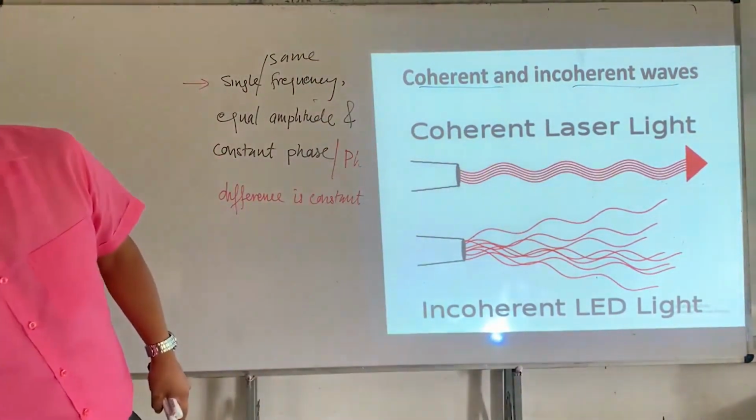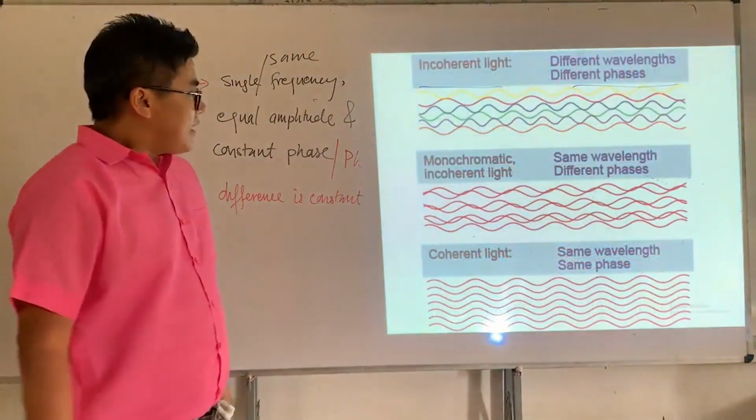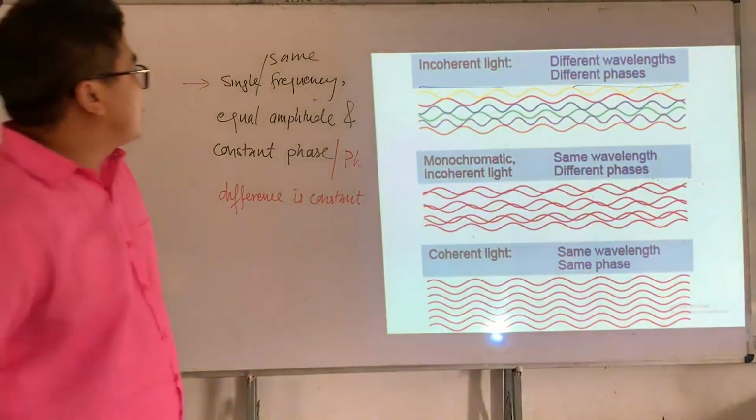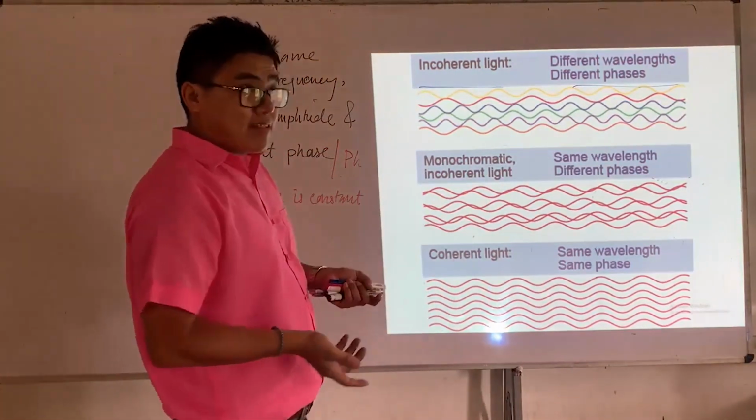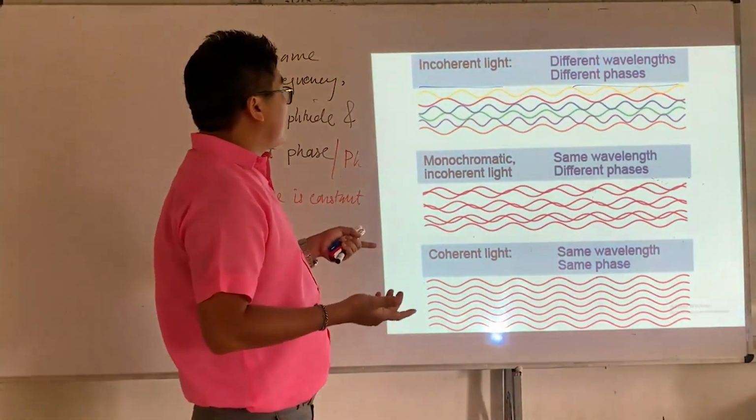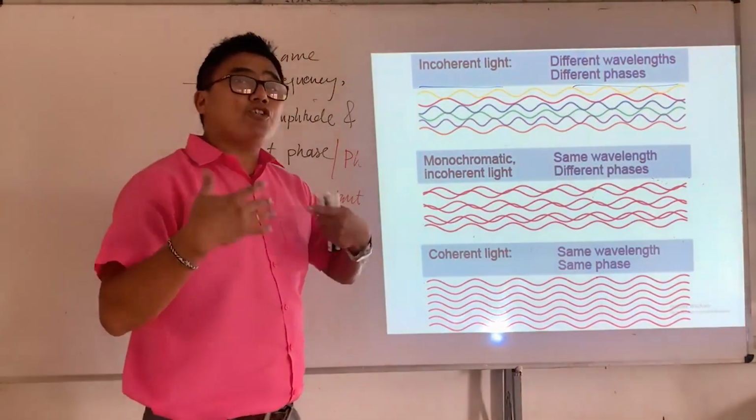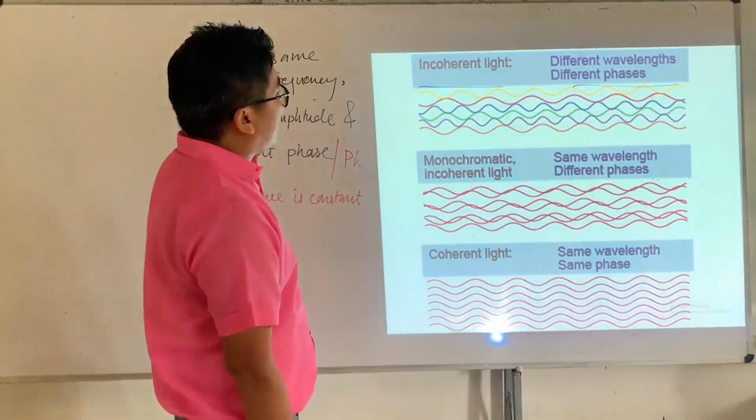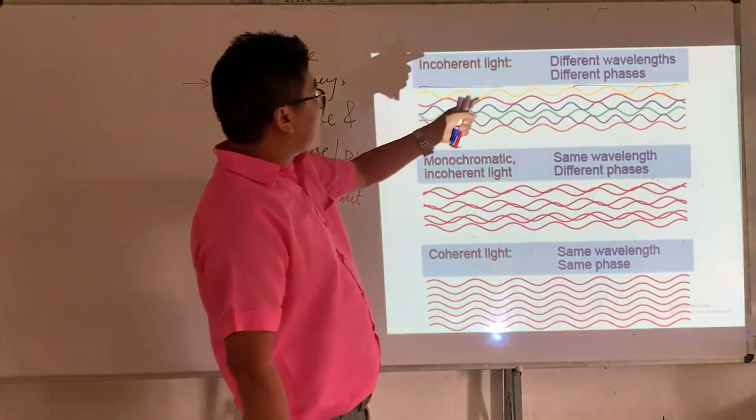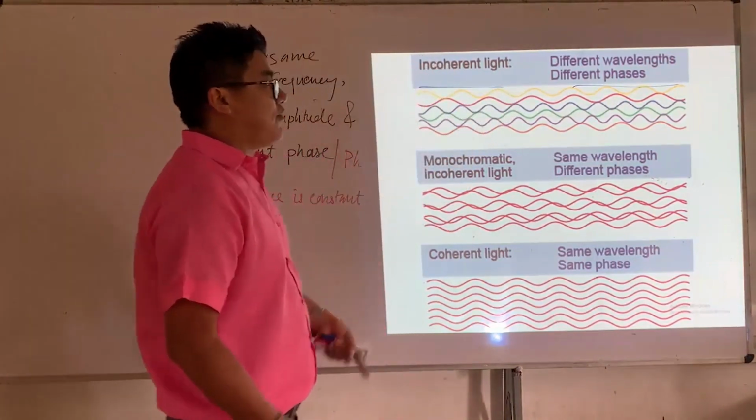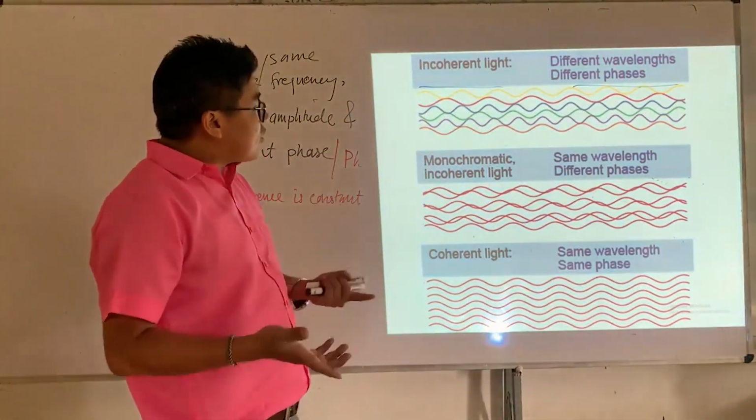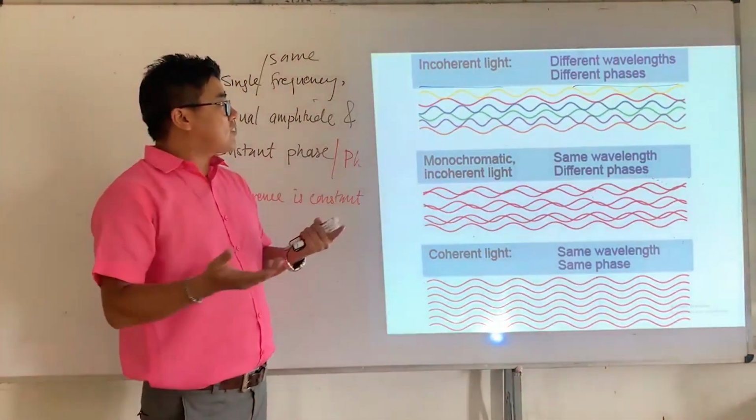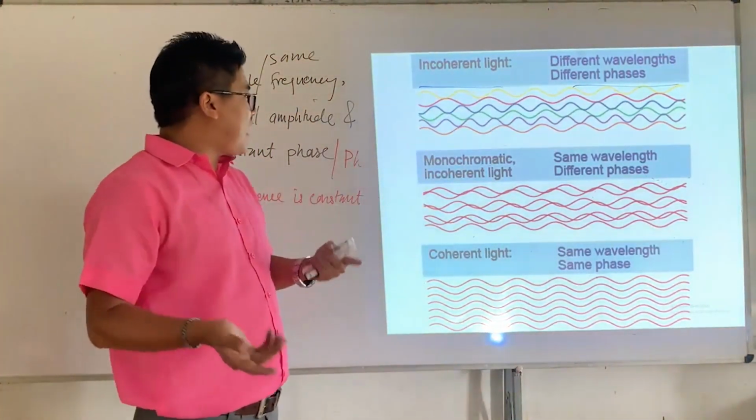I'll give you another example. This is incoherent light. Why? Because we have a different wavelength or different frequency. So with different frequencies, it is sure that it is going to be incoherent. So incoherent light has different wavelengths and different phase. The phase angle is going to change with time, and the frequencies are also different. There is no single frequency or single wavelength.